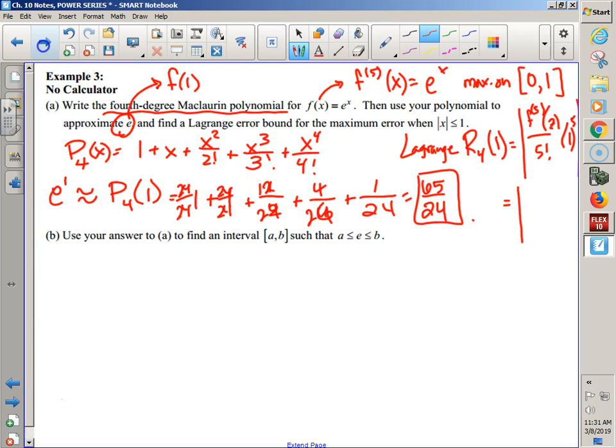So the Lagrange error bound is defined by itself. Anybody catch the irony? You're approximating e to the 1. To approximate the error with e to the 1, what do you have to use? I don't know e to the 1. That's the whole point. I mean 2.71828. But as far as this approximation, I'm defining the error for approximating e with e. This is one of those cases where you would say, okay, well, what do we know e is lower than?